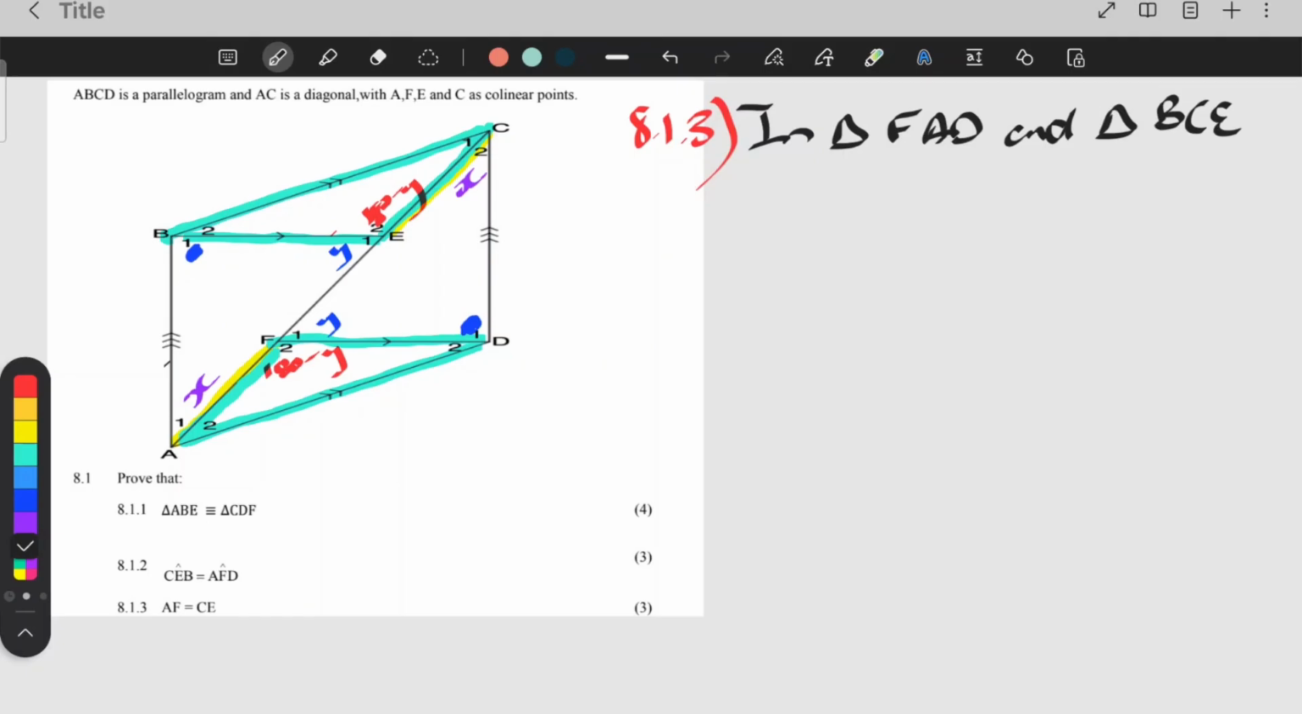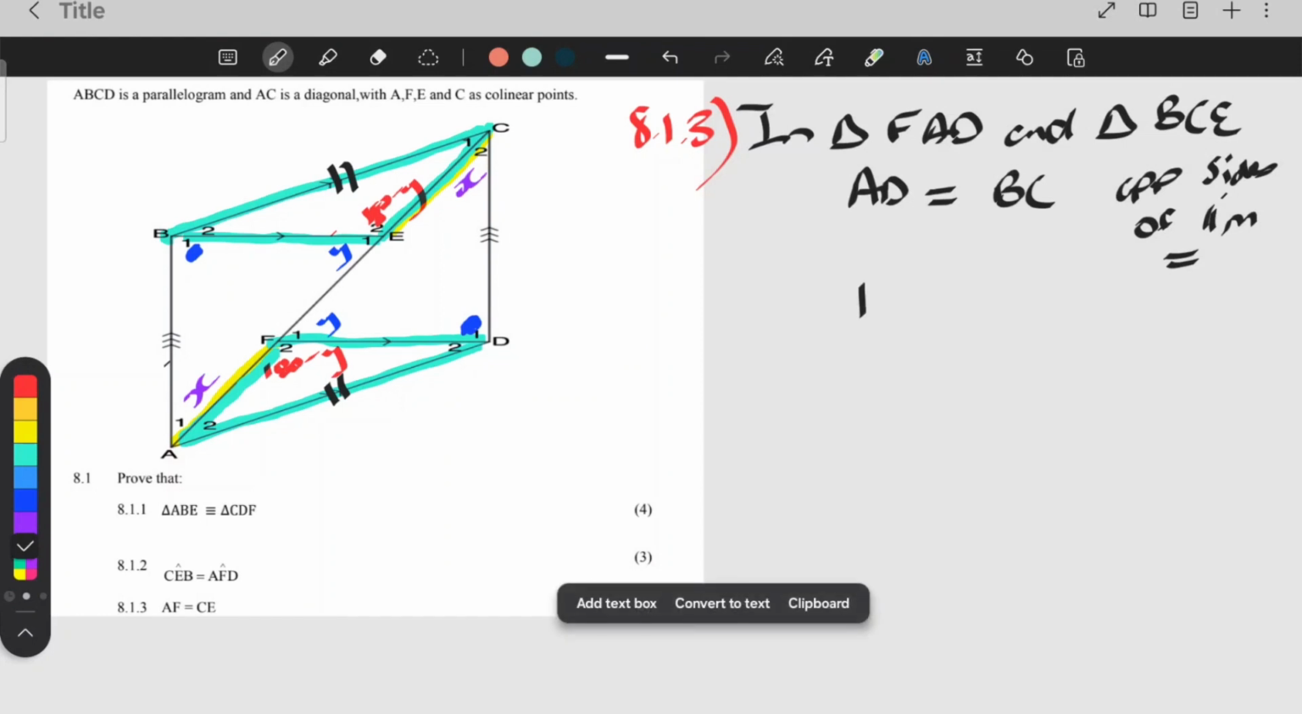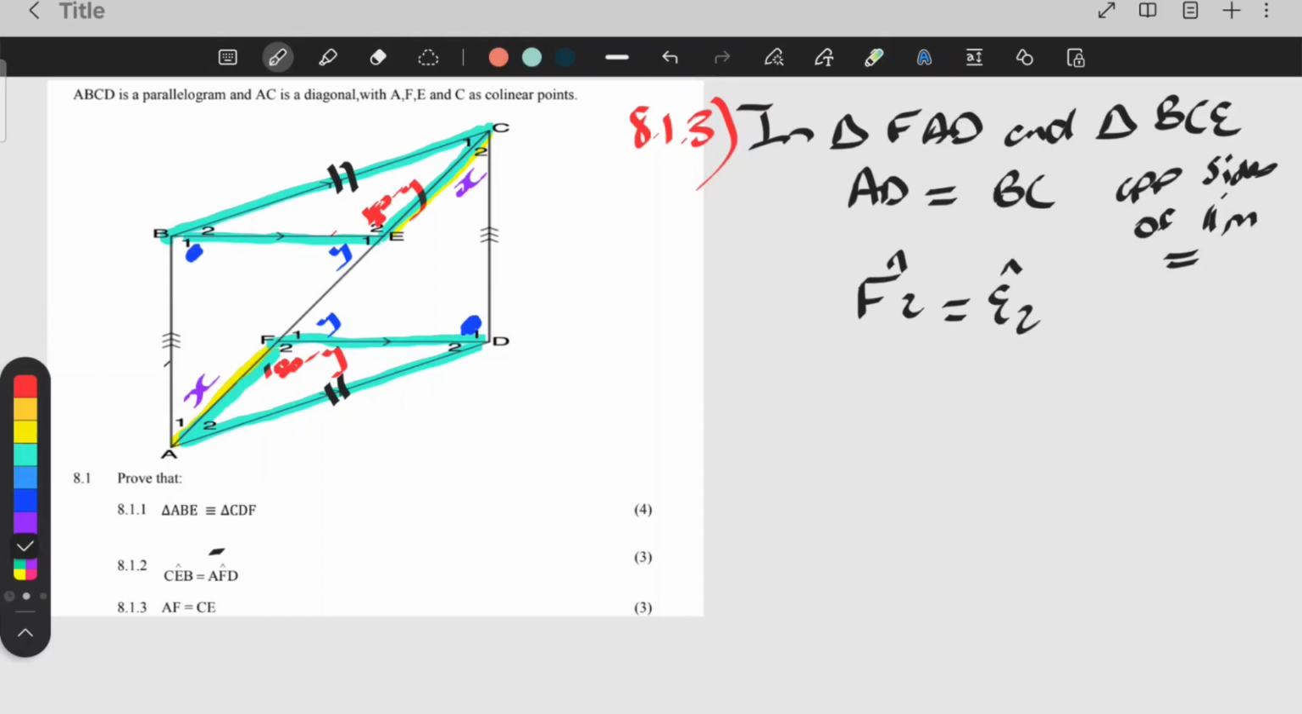Let's see if we can prove congruency. So this is a parallelogram. Do you remember? This is a parallelogram. So if this is a parallelogram, this side is equal to that side. So I'm going to write that down. AD in the bottom triangle is equal to BC on top. Opposite sides of a parallelogram are equal. Then remember this F2 in the bottom triangle is equal to E2 on top. We proved it here in that question. Here you can just say proven. Okay, so we have that.